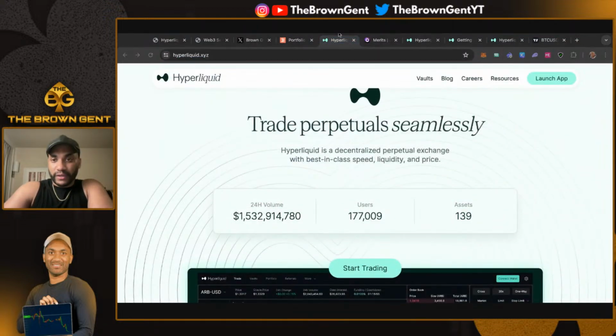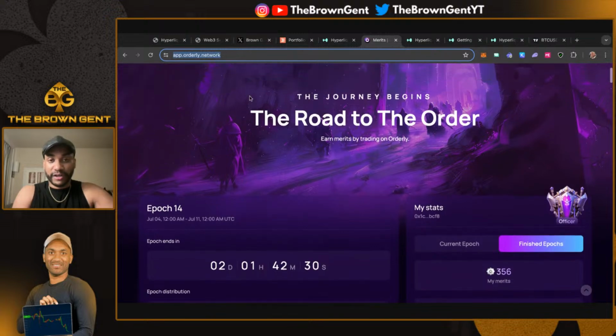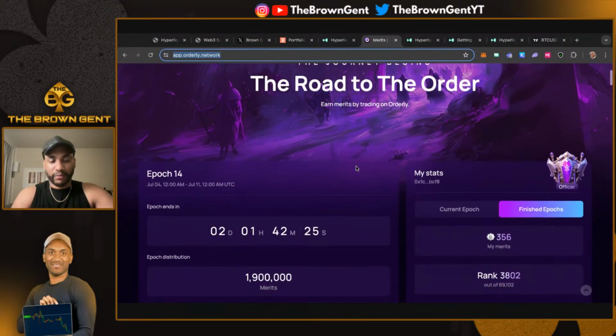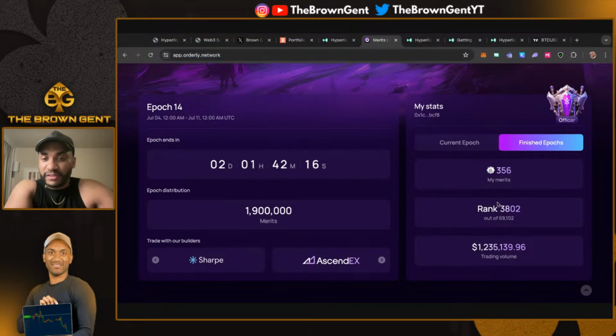Now, HyperLiquid is a perpetual DEX. A perpetual DEX basically allows you to trade with leverage, and you can also do pre-market stuff typically on there as well. You're probably familiar with one of the perpetual DEXs because I've been talking about it for so long. We got Orderly Network, the road to the order. I think most people have given up because they extended their farming campaign, the farming of the community campaign. And basically, I'm in rank 3,802, having done $1.2 million in trading volume.